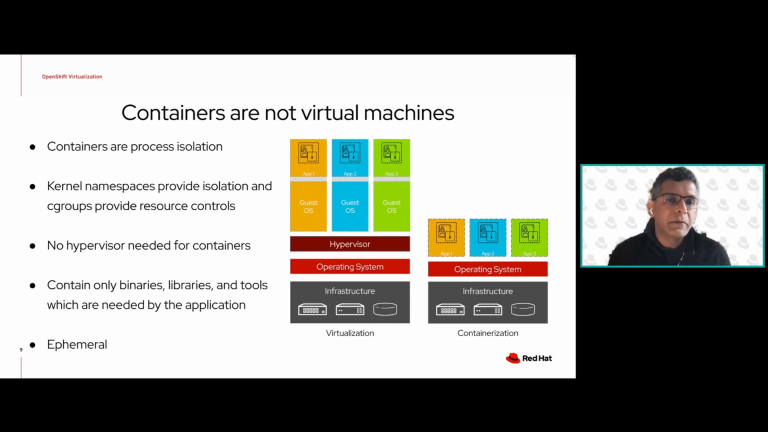So containers and virtual machines are basically technologies that make applications independent of the infrastructure resource, right? And they both do it in a very different way. Containers do it with process isolation. They leverage the kernel namespace, which provides process isolation, and another Linux feature called cgroups, which provides resource controls.